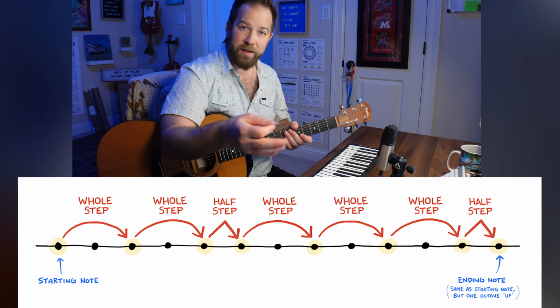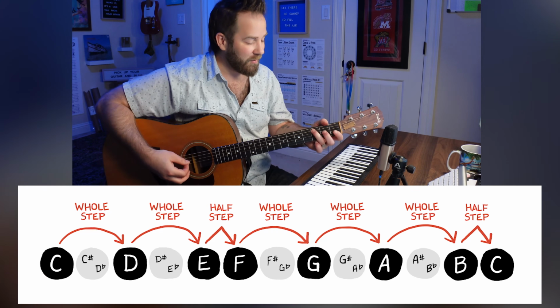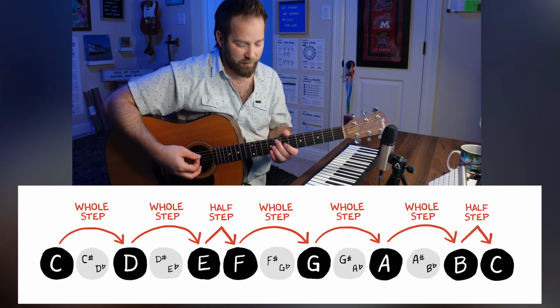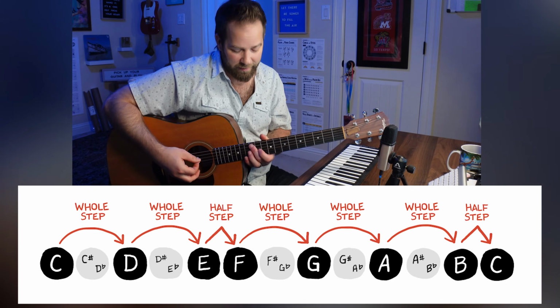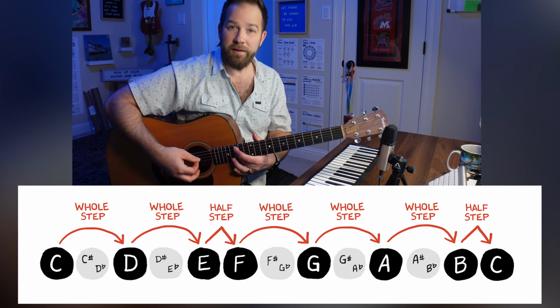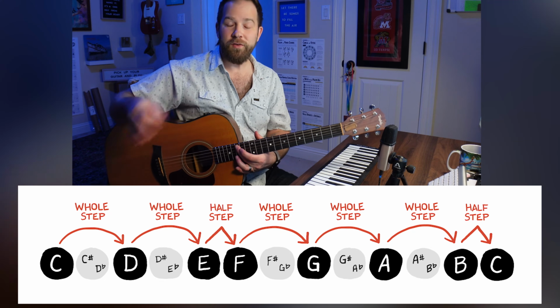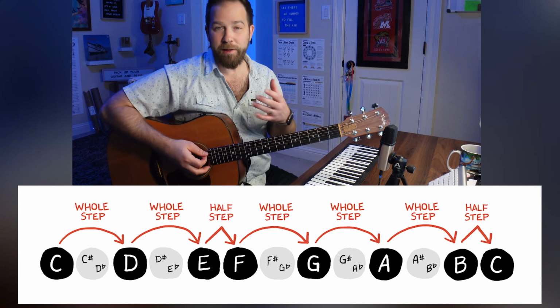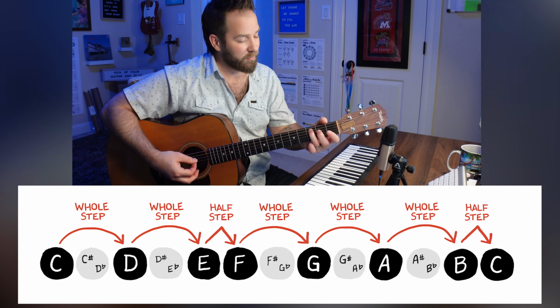So in the key of C, for example, that would be a C, a D, an E, an F, a G, an A, B, and a C. Those are the notes in the C major scale. I play them all on the 5th string here, but you also could play them using multiple strings.